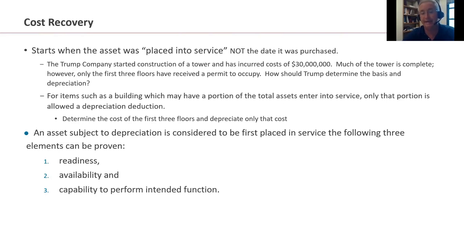So an asset is considered to be placed in service when the following elements can be proven. Number one is it's ready. It's ready to do what it's supposed to do. It's available and capable of performing its intended function. That's when depreciation begins, because as you can imagine, there are certain things where, say I bought a copier. Well, chances are I plug in the copier and it works. That's when I start depreciating it.